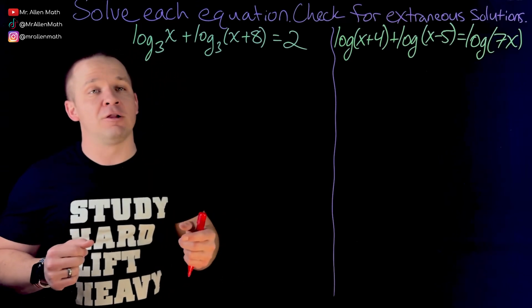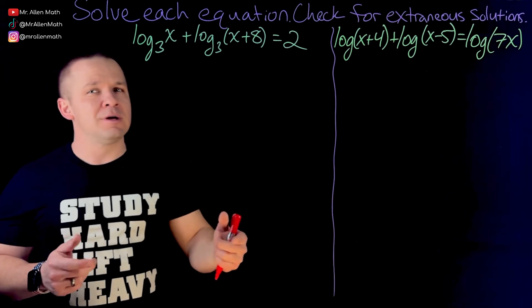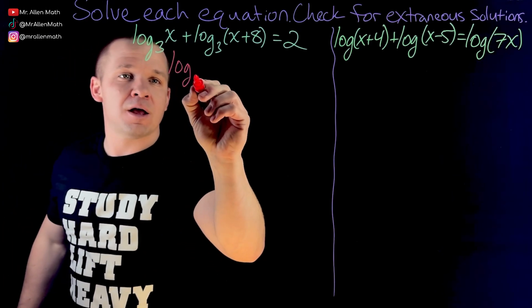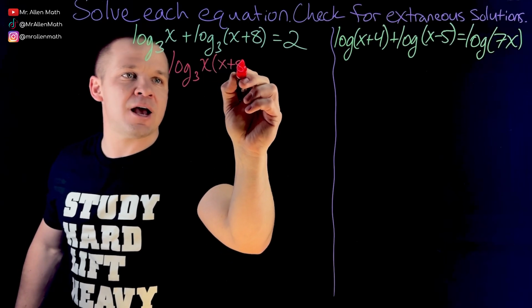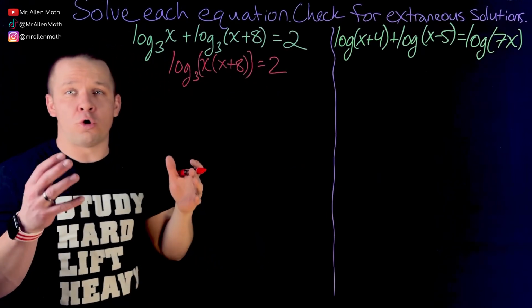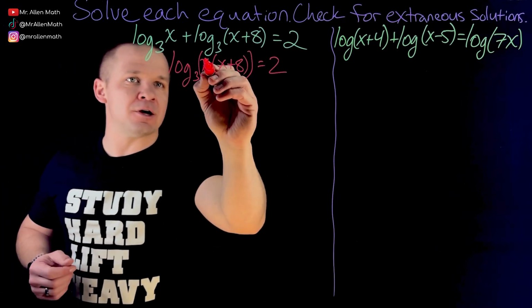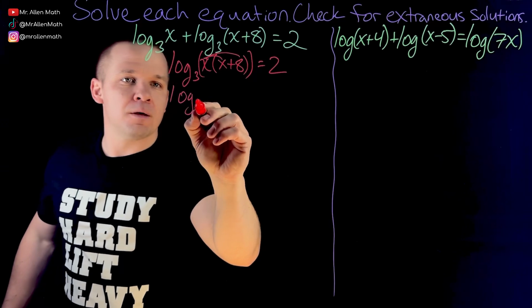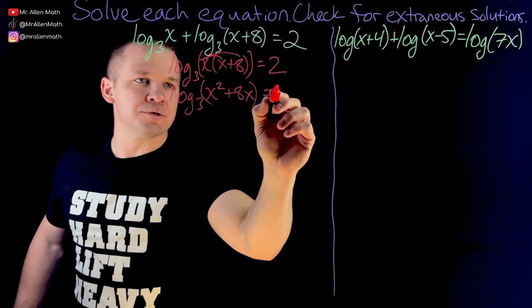This first one here, we've got log base 3 of x plus log base 3 of x plus 8 equals 2. On my left side, I'm going to condense that into one logarithm, and I'll have log base 3 of x times x plus 8 equals 2. If you'd like, you can throw an extra set of parentheses around that so the whole argument is in that log base 3. Now I'm going to distribute on the inside, so x gets distributed to both the x and the 8, and I get log base 3 of x squared plus 8x equals 2.